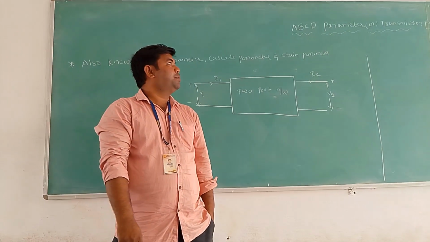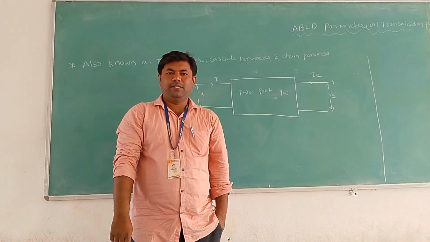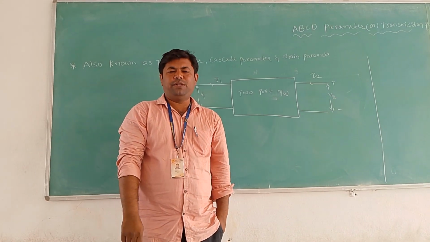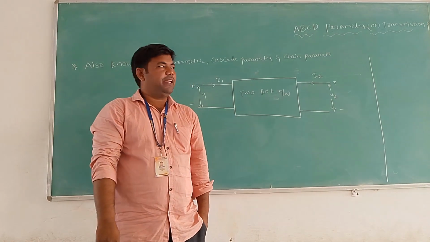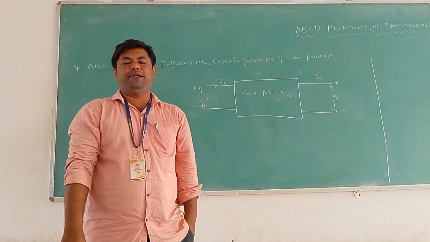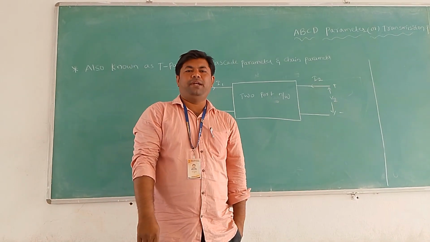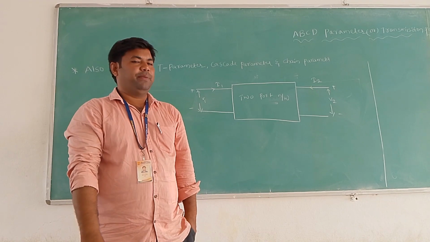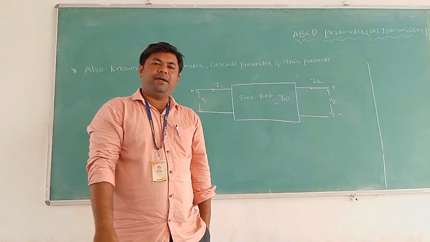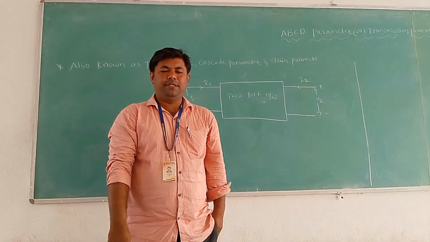So today we discuss the ABCD parameter. Already in the last class we discussed the G parameter, H parameter, and Y parameter. Next we are entering into the ABCD parameter. The ABCD parameter is also called the transmission parameter, tree parameter, cascade parameter, and chain parameter.